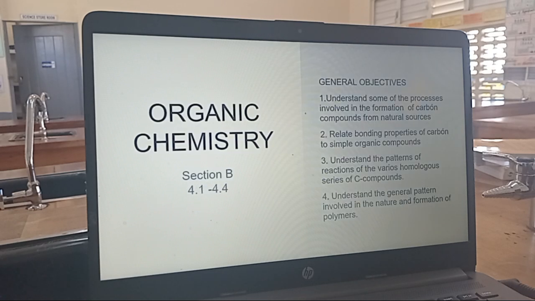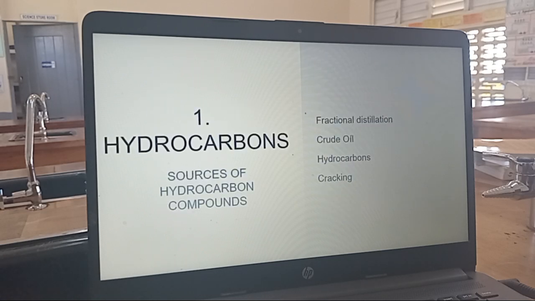We are looking at organic chemistry, which is section B 4.1 to 4.4 from the CSEC syllabus, where the general objectives are: one, to understand some of the processes involved in the formation of carbon compounds from natural sources; two, to relate bonding properties of carbon to simple organic compounds; three, to understand the patterns of reactions of the various homologous series of organic compounds; and of course, four, to understand the general pattern involved in the nature and formation of polymers.